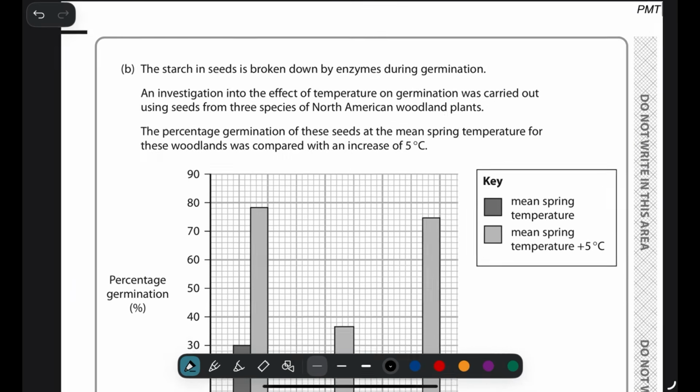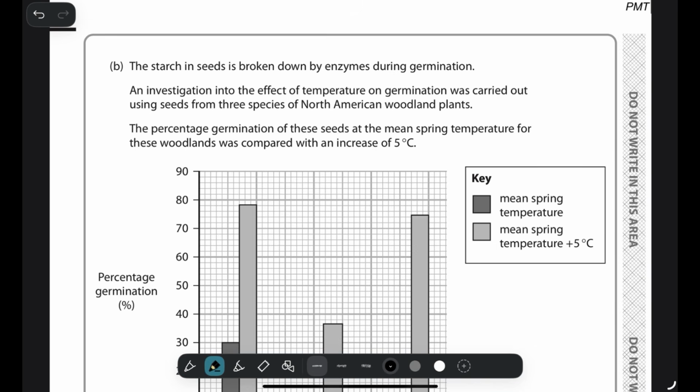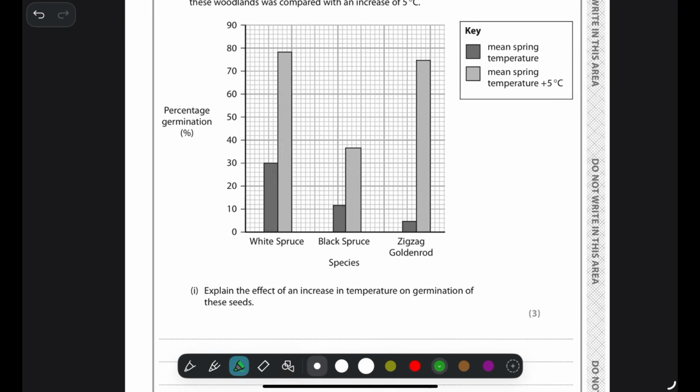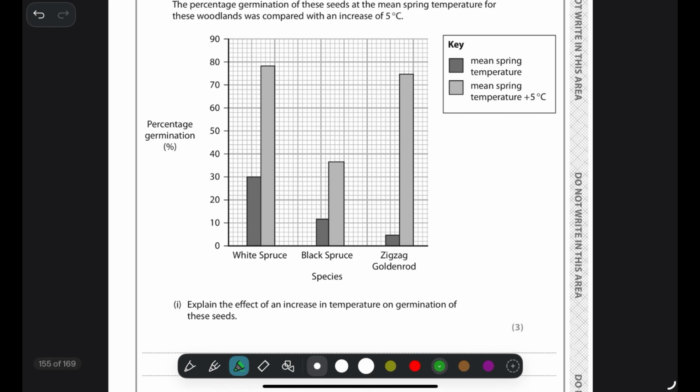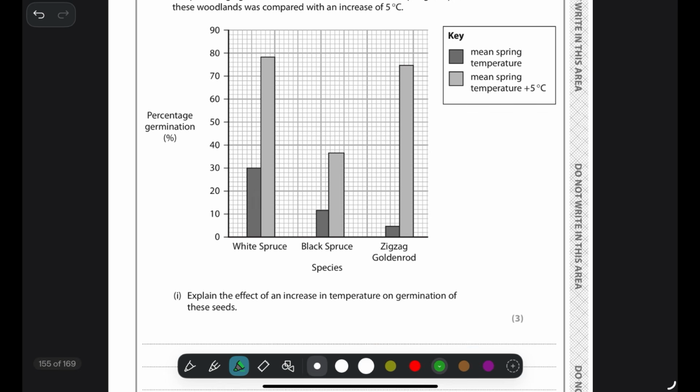Okay, so it says starch in seeds is broken down by enzymes during germination. I'm just going to highlight early doors, they've mentioned enzymes. Now, an investigation into the effect of temperature on germination was carried out. They used seeds of different species of North African woodland plants. And then you've got the results down here. Okay, and we've got mean spring temperature plus 5 degrees. Okay, that's fine. Now, explain the effect of an increase in temperature on germination of the seed.